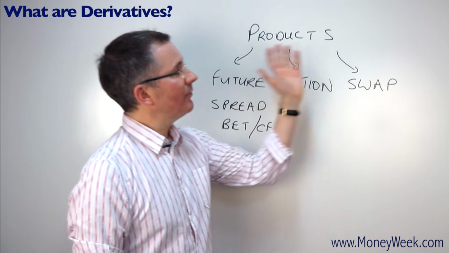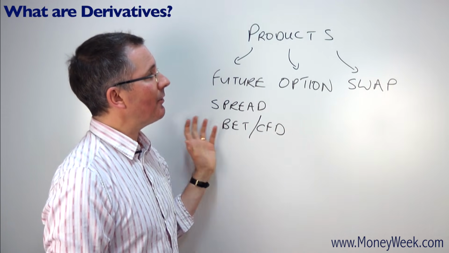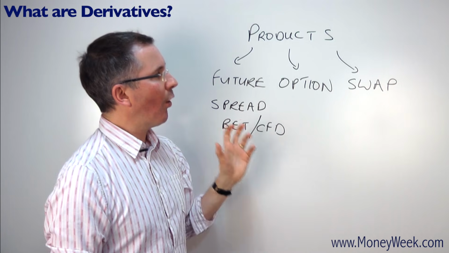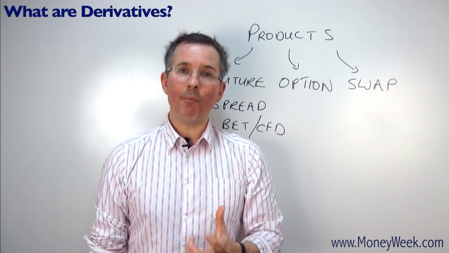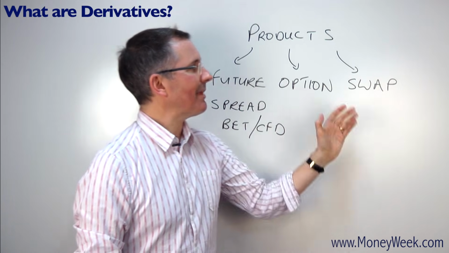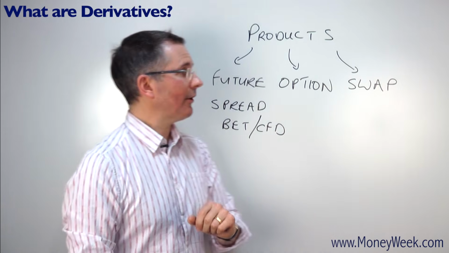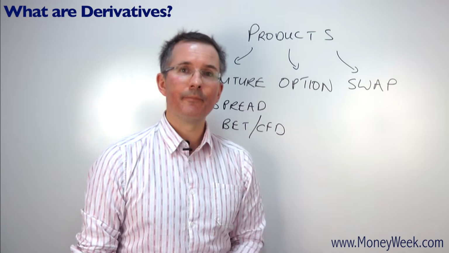Now, all I'm trying to do here is just indicate that there are only 3 products in the derivatives market. All other fancy products created by banks and the like are some combination of those 3 planks. In a moment, I'll explain where you can get more information about all 3.